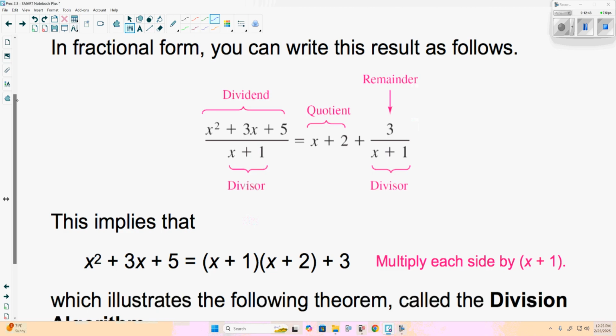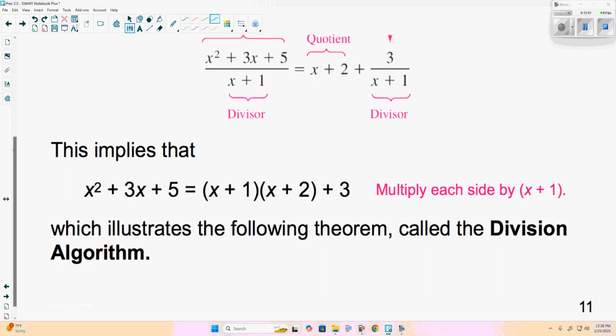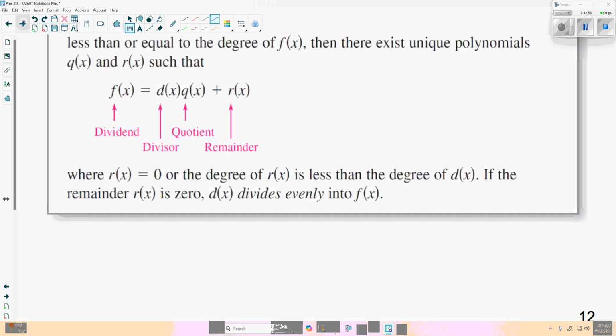So our dividend and divisor gives us our quotient and the remainder. Now if we multiplied it back through by our x plus 1, we would get back to the original expression.